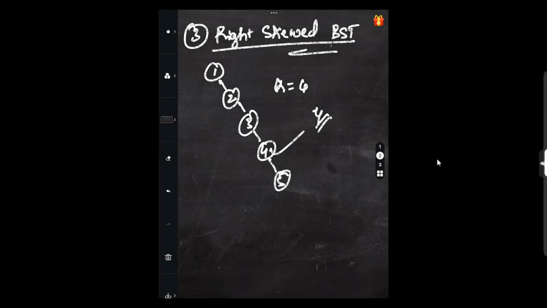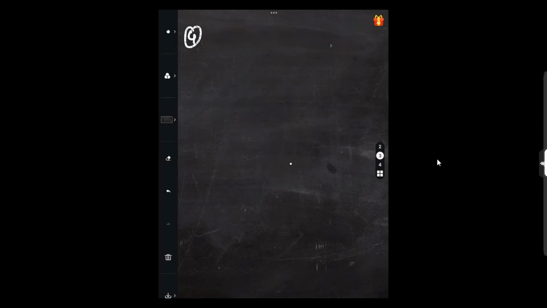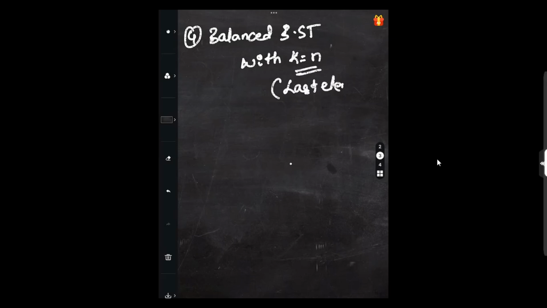Let's go with the final edge case, or the fourth edge case: balanced binary search tree with k equals n. Edge case 4, nothing but balanced BST. So here, let me give balanced BST with k equals n, nothing but the last element. So we'll see this one with the example. You'll understand this one very clearly.